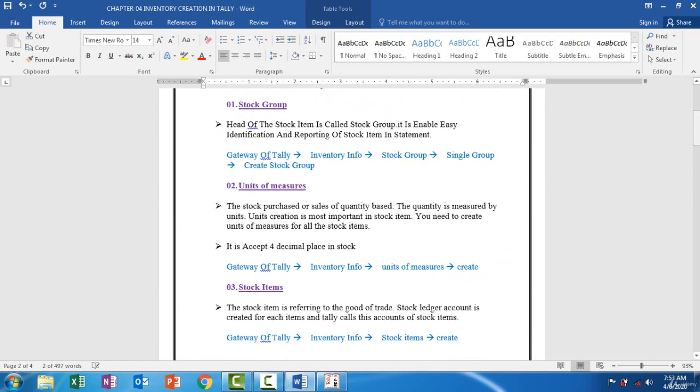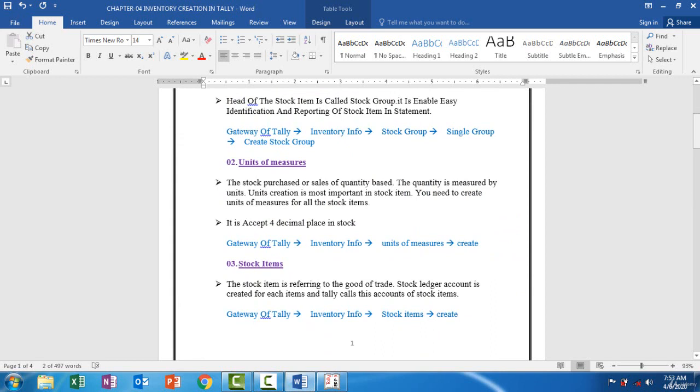The second one is units of measure. What is a unit of measure? Stock purchases and sales are quantity based. You know that when we purchase or sell goods, it's based on quantity. So the quantity should be measured. Sometimes the quantity is measured by liter, sometimes by box, sometimes by kilogram, sometimes by numbers or bags, something like that. So second, we have to enter the units of measurement.